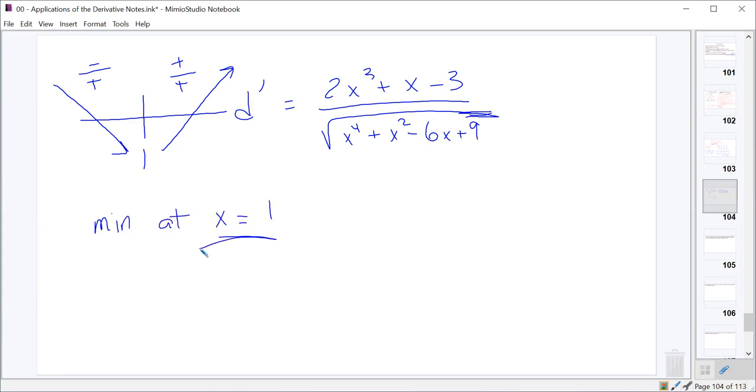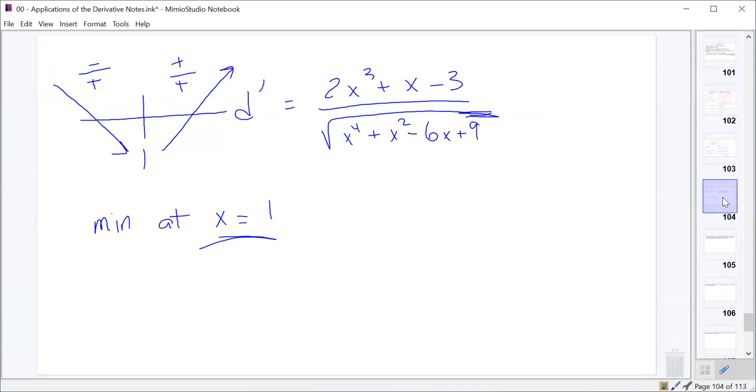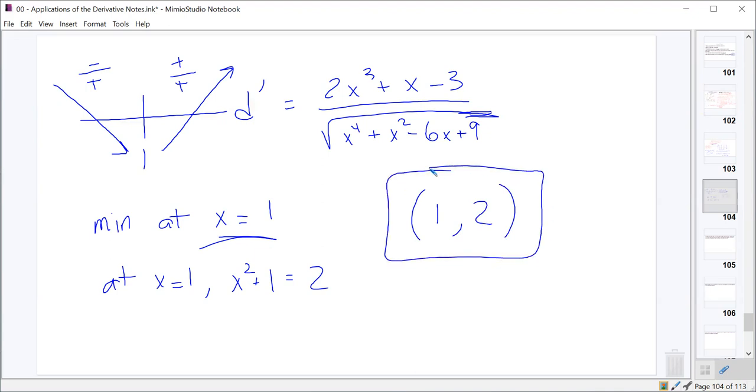And then the question asks us at what point, if we look back here, find the point, which means we need to evaluate x squared plus 1 when x is 1. So at x equals 1, x squared plus 1 equals 1 squared is 1 plus 1 is 2. And so the minimum distance occurs at the point 1, 2. That's when the point 3, 1 is closest to that parabola with x squared plus 1.